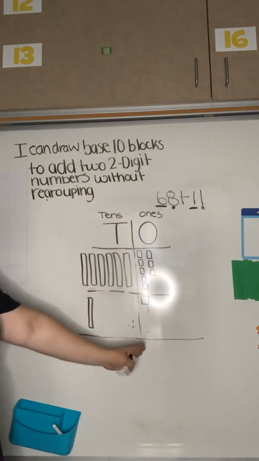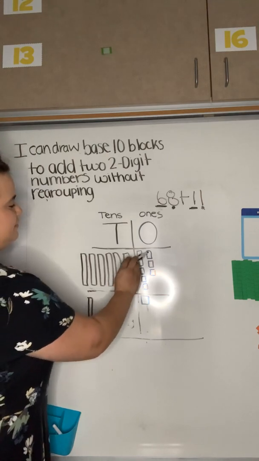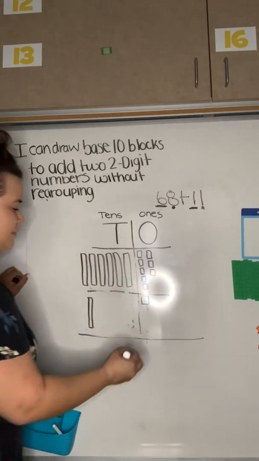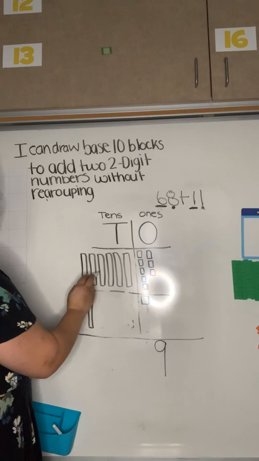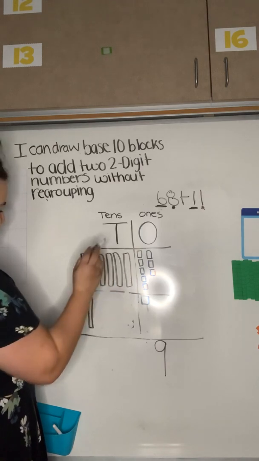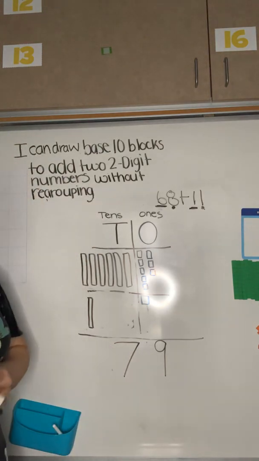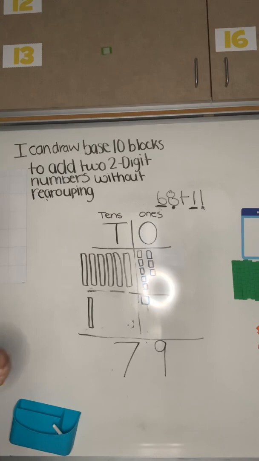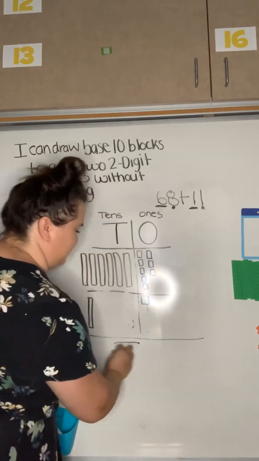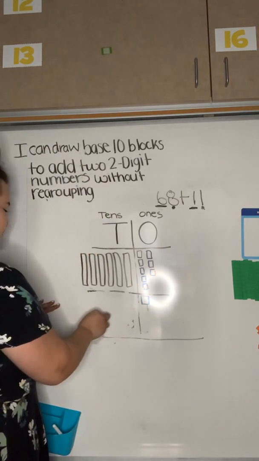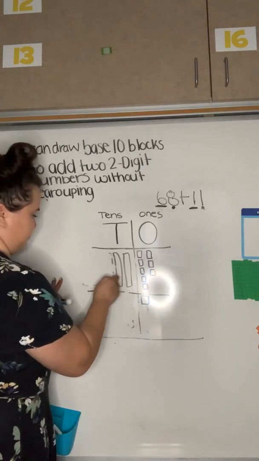Now we're going to count all of our ones together. So let's count them. 1, 2, 3, 4, 5, 6, 7, 8, 9. We have 9 ones. Now let's count our tens. 1, 2, 3, 4, 5, 6, 7. We have 7 tens and 9 ones, which gives us 79. Good job. Remember when you're drawing to keep spaces in between each rod and one, just so that it doesn't look smushed together and it's easier for you to count.